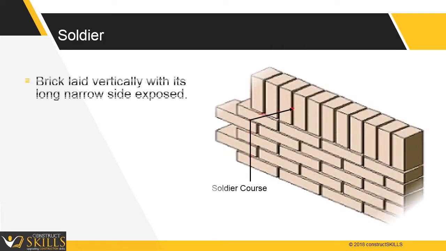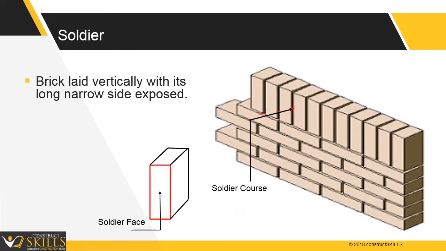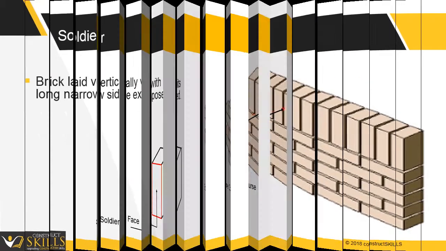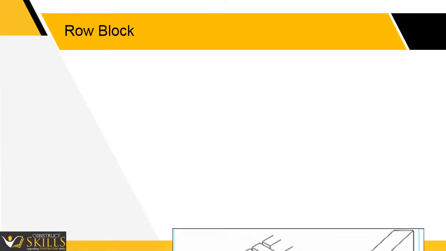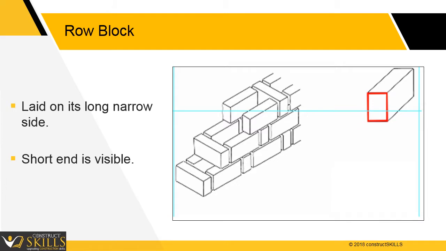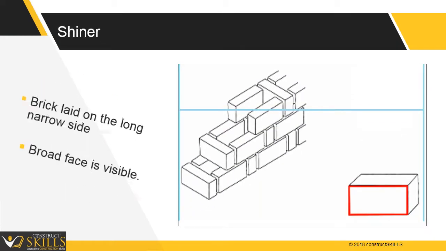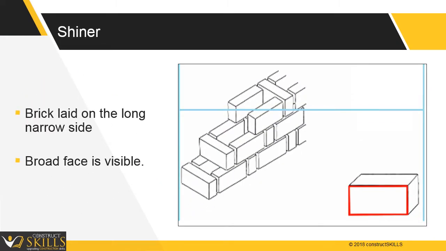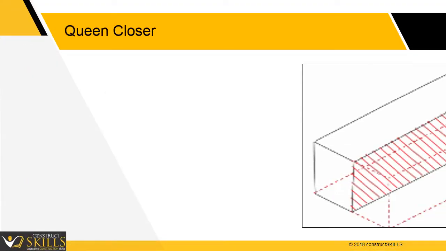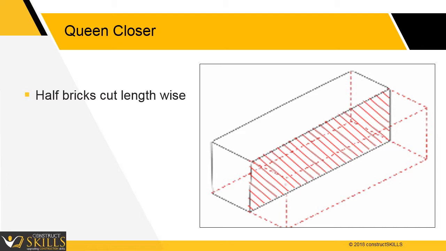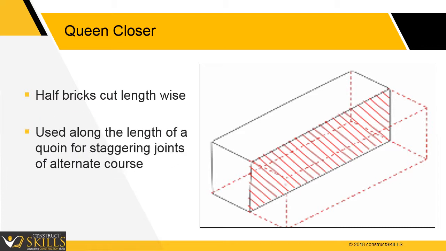Soldier. A brick laid vertically, with its long narrow side exposed. Row block. A brick laid on its long narrow side, with the short end of the brick visible. Shiner. A brick laid on the long narrow side with the broad face of the brick visible. Queen closer. It is a half brick cut lengthwise. It is used along the length of a quoin, that is masonry blocks at the corner of the wall, for staggering joints of alternate course.